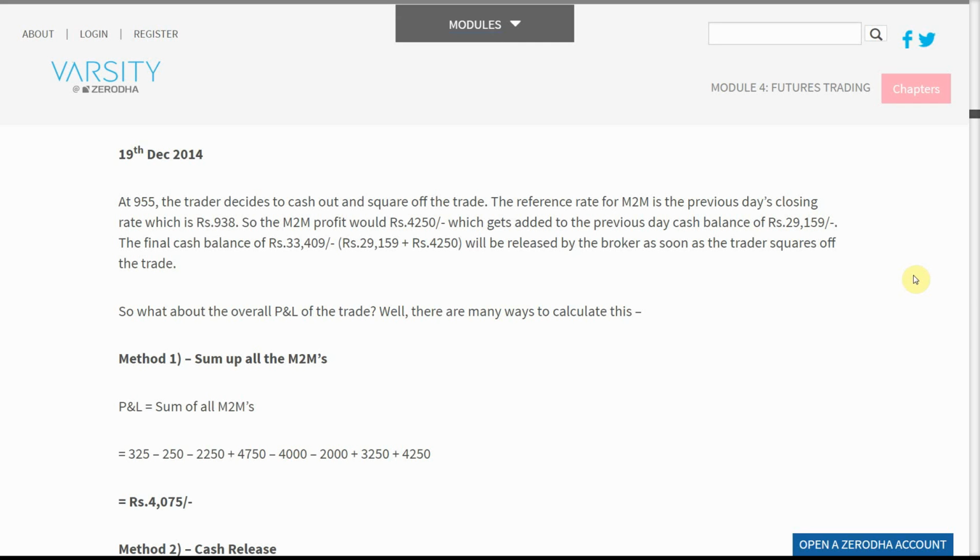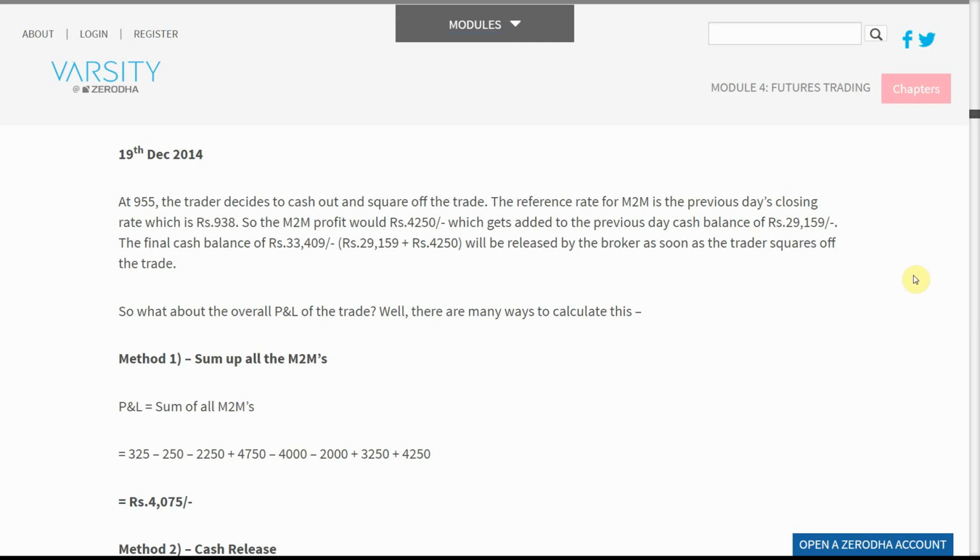So the M2M profit would be 4,250 rupees per lot, which gets added to the previous day cash balance of 29,159 rupees per lot. The final cash balance of 33,409 rupees per lot, 29,159 rupees plus 4,250 rupees, will be released by the broker as soon as the trader squares off the trade.